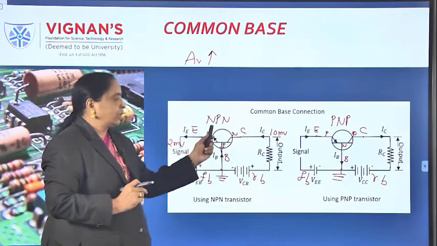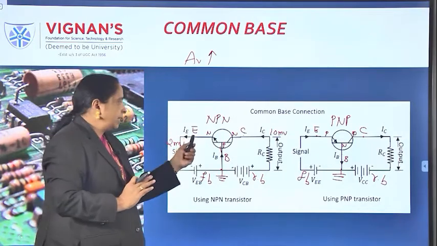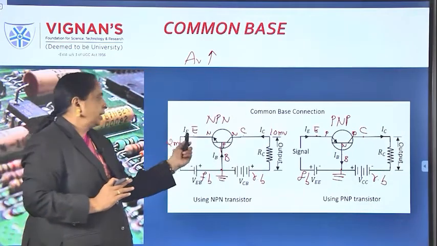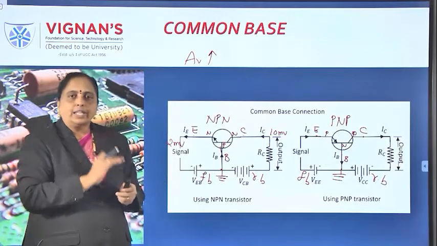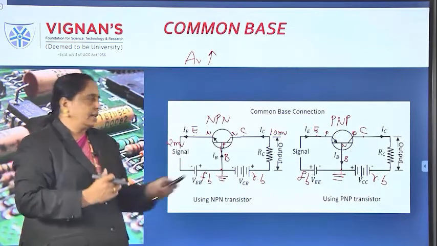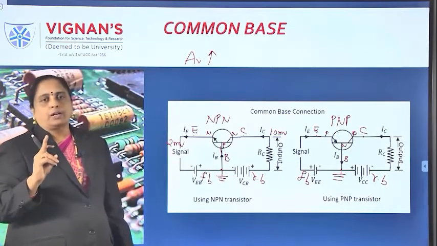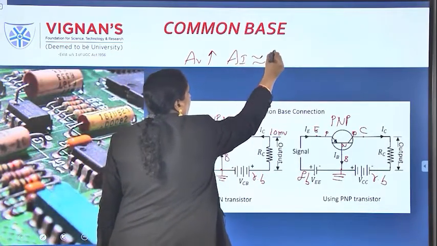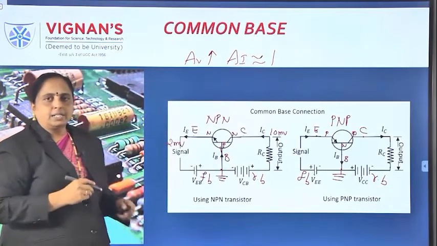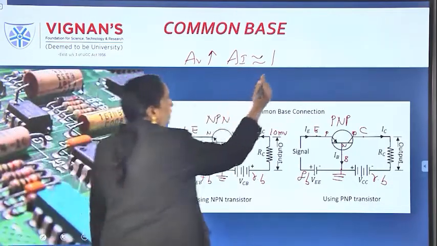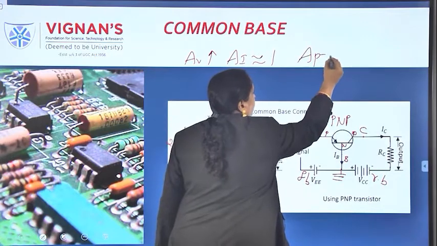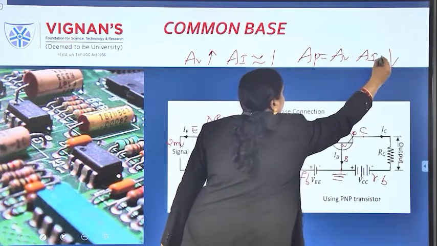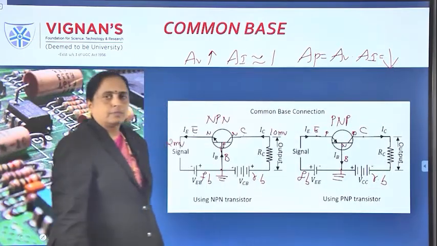So, if it is an ideal transistor, 100 charge carriers will reach the collector. So, IE is equal to IC. If IE is equal to IC, what is the gain? IC by IE, that will become 1. So, the current gain is approximately equal to 1. The current gain is nil almost. That's why, what is the overall power gain? The power gain is equal to voltage gain into current gain, which is a very, very low value.